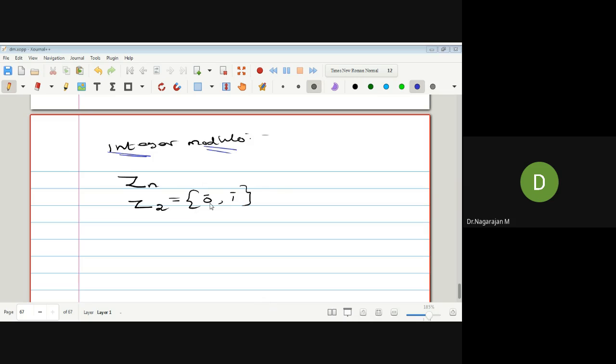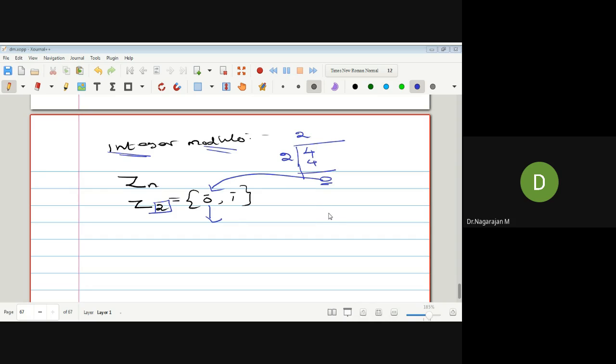First, the 0 par. Integer modulo 2 means, suppose we take the number 4, then what is its value in integer modulo 2? You divide 4 by 2. How many times does 2 go into 4? Two times, therefore the result is 0. This 0 is called the 0 class.